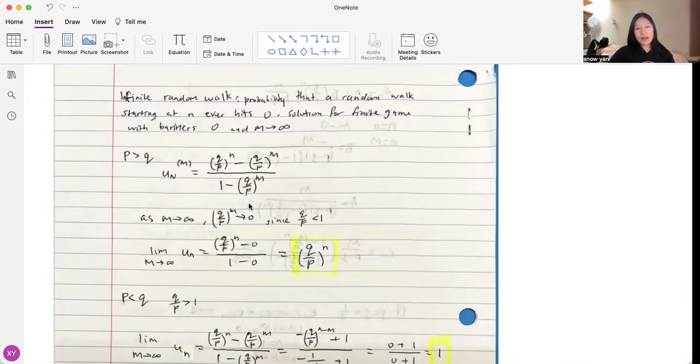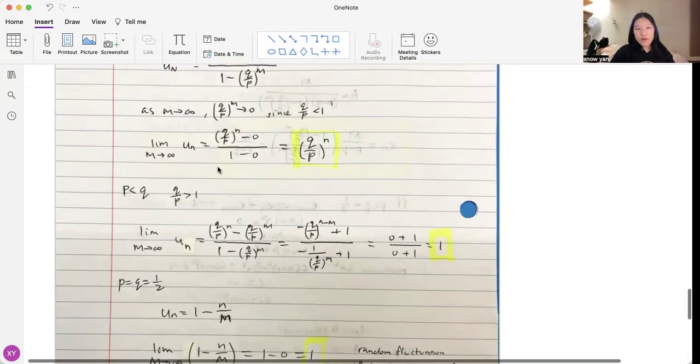If it's an infinite random walk, we're just concerned with the probability that a random walk starting at n ever hits 0. We can imagine this as having a lower boundary, bankruptcy, at 0, and never having an upper bound, so the upper bound is infinity. We're looking at under what situation we would be certain to go bankrupt, versus what the probability is that we're not going to go bankrupt.